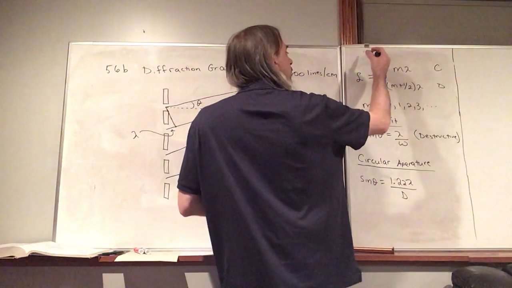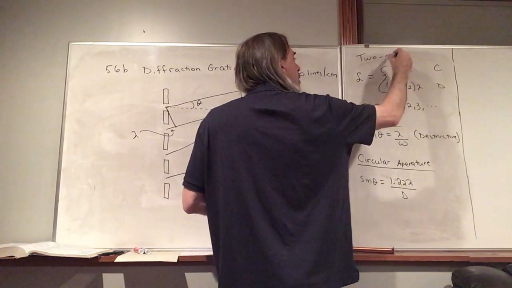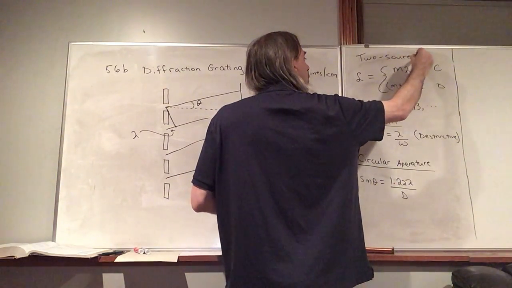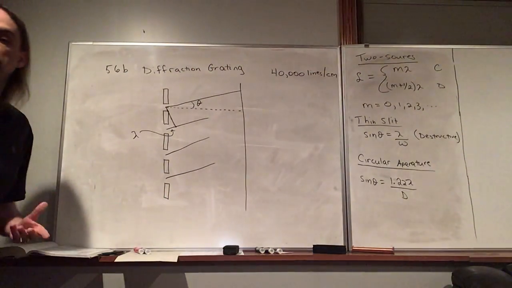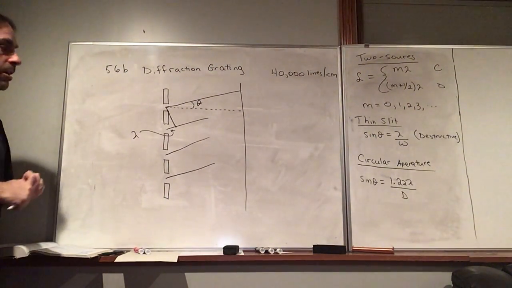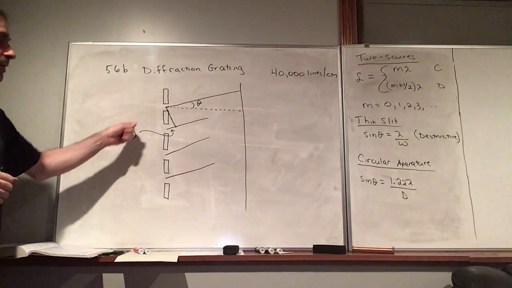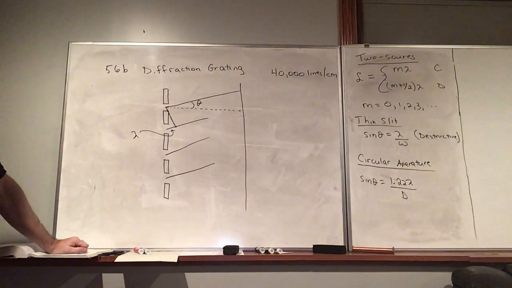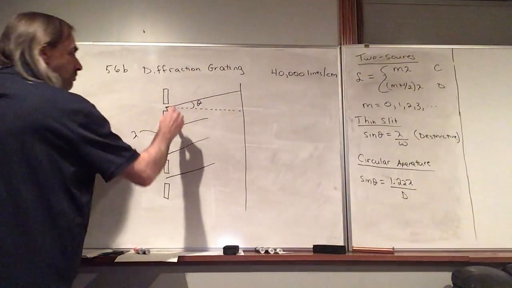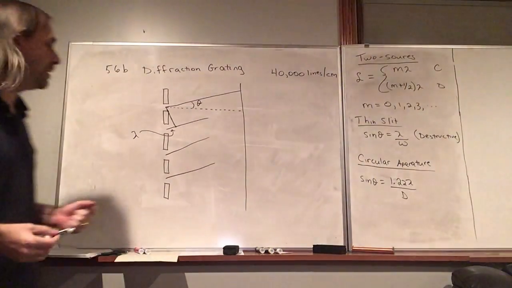I'll write that down here. This equation only applies if you have two sources of waves, whether light or sound. Here we clearly have more than two. But what I'm saying is if the path length difference between two adjacent slits is lambda, then we'll have constructive interference. So we have to actually show why that is the case.